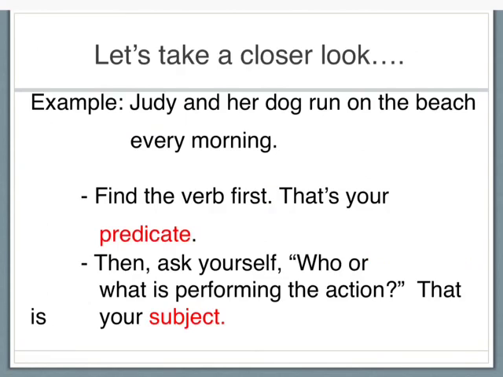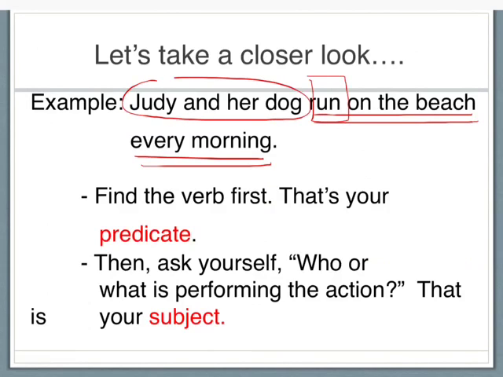Judy and her dog run on the beach every morning. Like I said, find the verb first. That's your predicate. What is the action in the sentence? If you said run, you are correct. So your predicate would be run on the beach every morning. Then ask yourself who or what is performing the action. That's your subject. So who or what runs on the beach every morning? Judy and her dog.